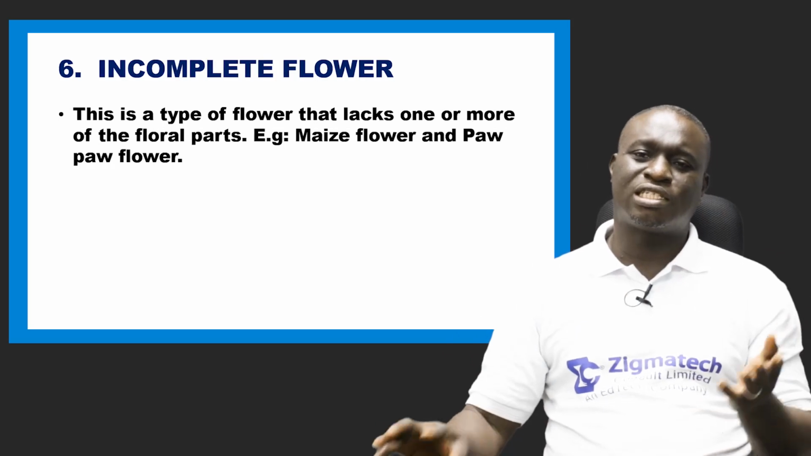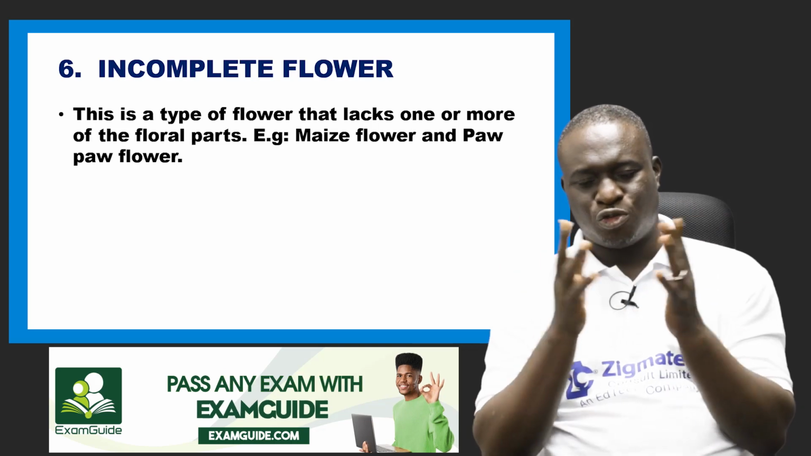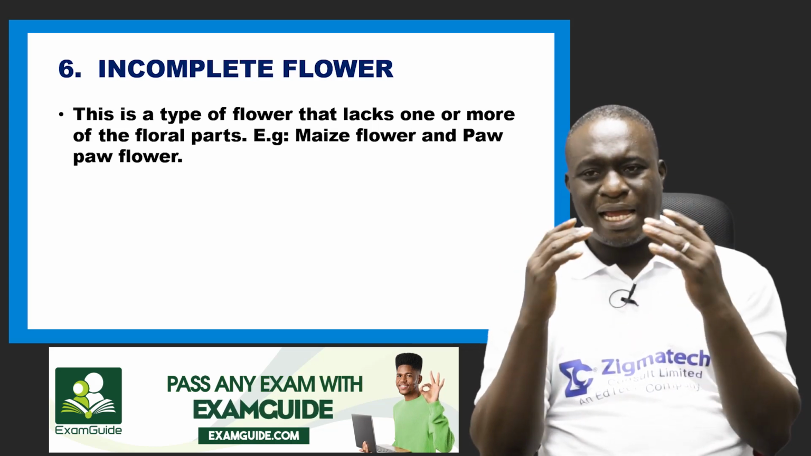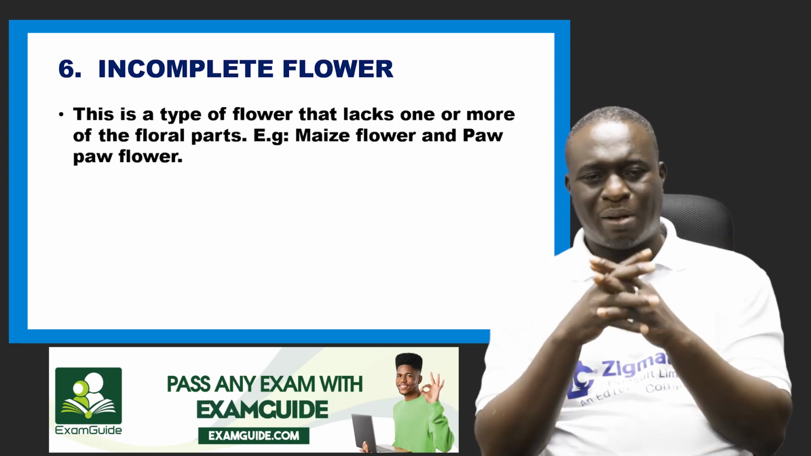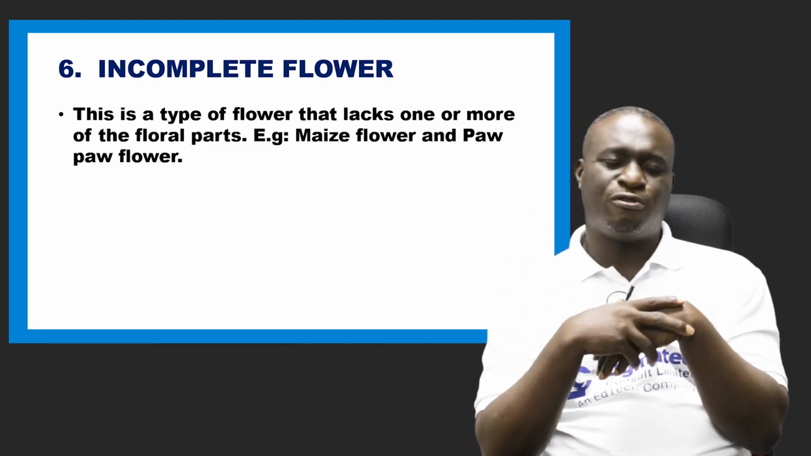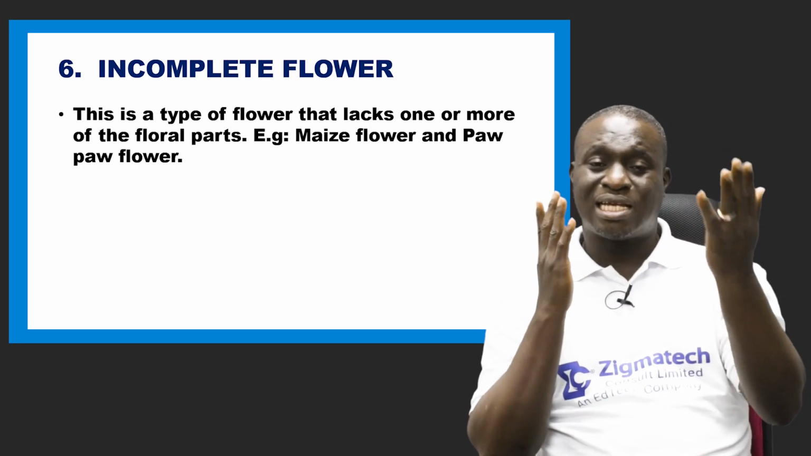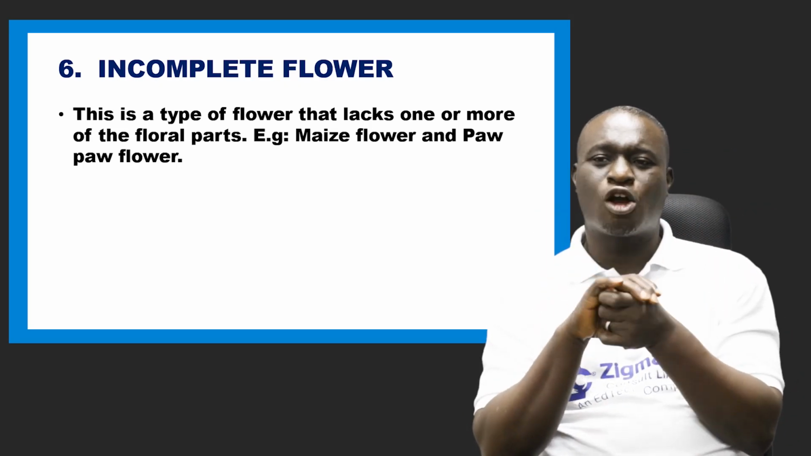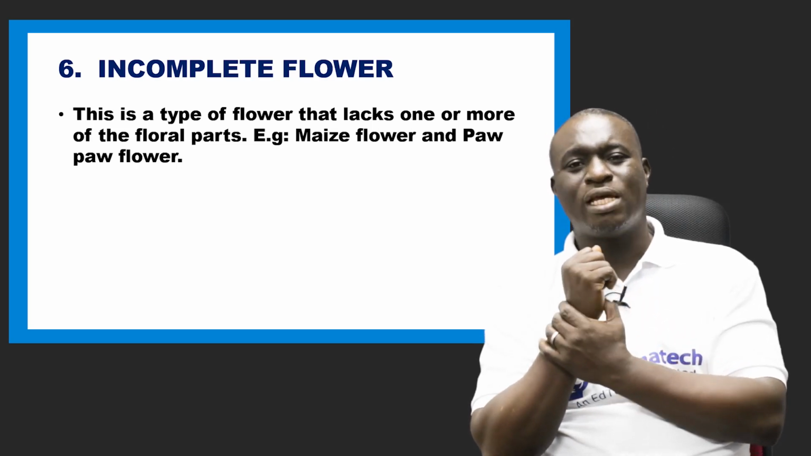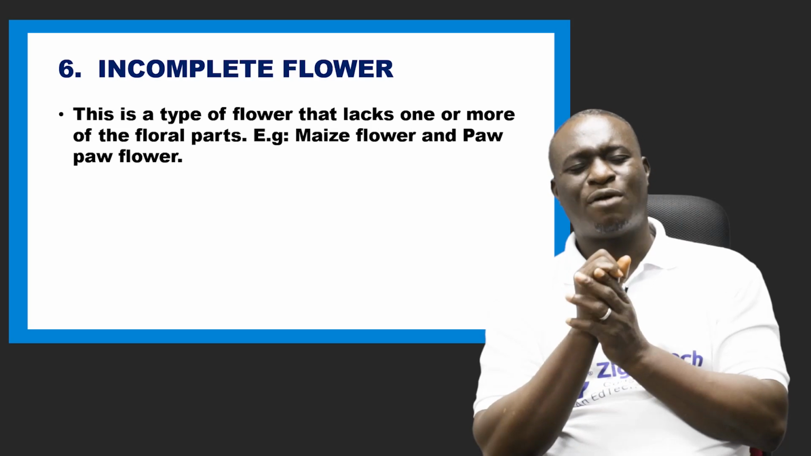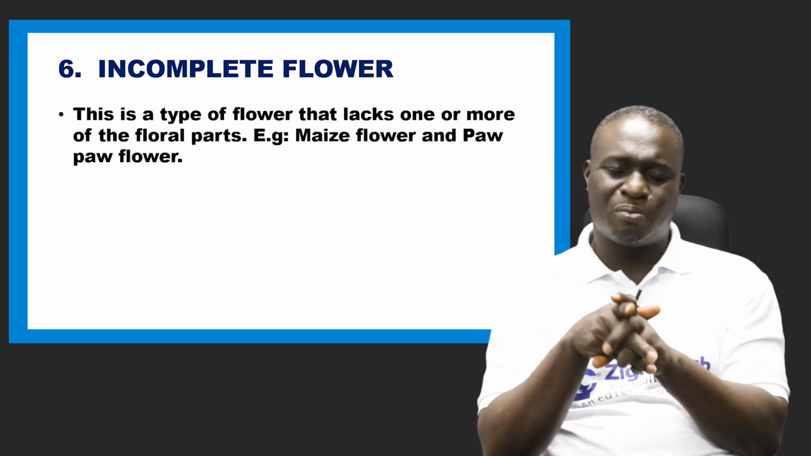And then number 6, definitely it's the incomplete flower. Of course, you should be able to guess that one out. An incomplete flower is a flower that lacks one or more of the floral parts. So any flower that lacks one or more of the floral parts is referred to as an incomplete flower. An example is maize flower, and we also have the pawpaw flower. They lack one or more of the floral parts of the flower.